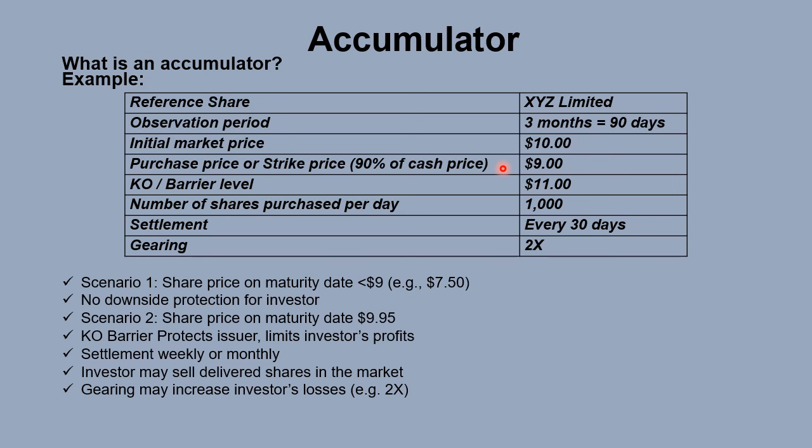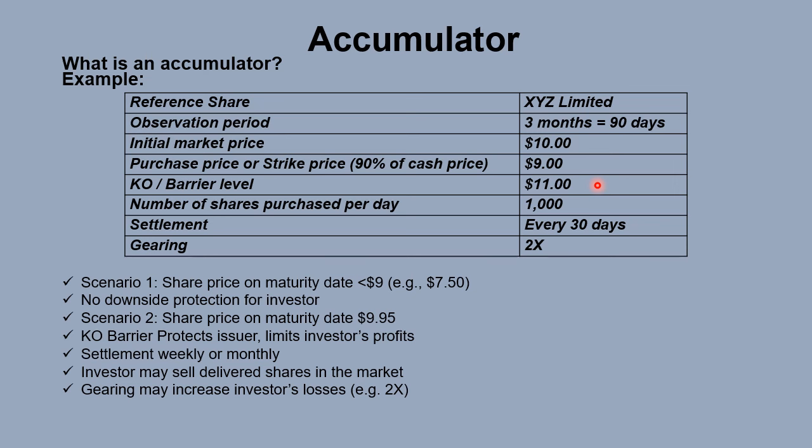And to save the issuer from such a mishap, accumulators cap the issuer's loss by placing a knockout barrier, for example at $11. At or beyond this knockout barrier, the contract will get terminated. That is, if on any day the barrier level is touched, the accumulator will get knocked out. For example, if the share price touches $11 on day 20, the product will get terminated on day 20. The whole contract will be settled for 19 days and both parties will go home. Therefore, the issuer's loss will get limited.